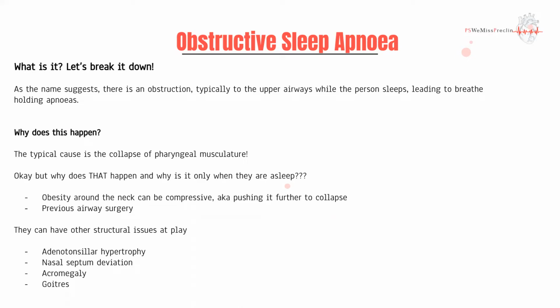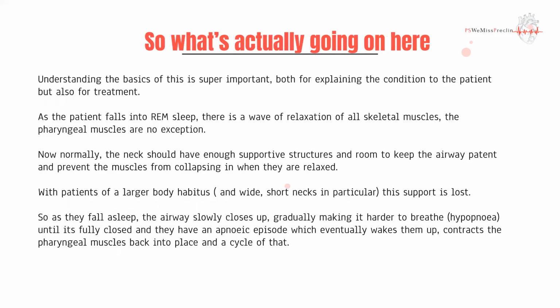They might also have some other issues at play. So something that's not necessarily pharyngeal, maybe it's slightly higher up. Especially in kids, you can see adenotonsillar hypertrophy, which is a common cause of OSA in children and teenagers. You can have nasal septum deviations, acromegaly, and goiters. So something is compressing, right?